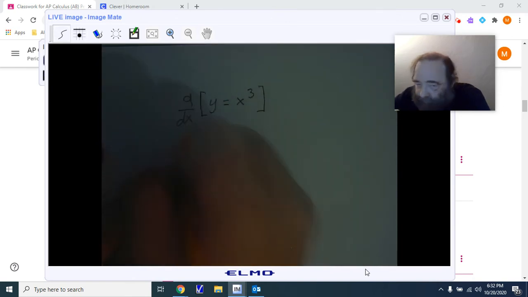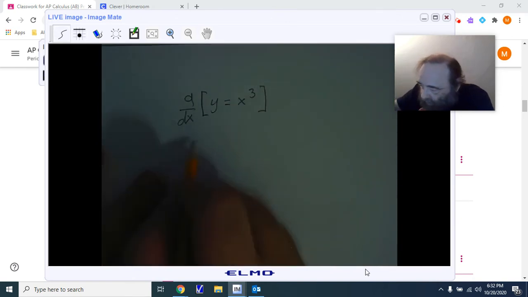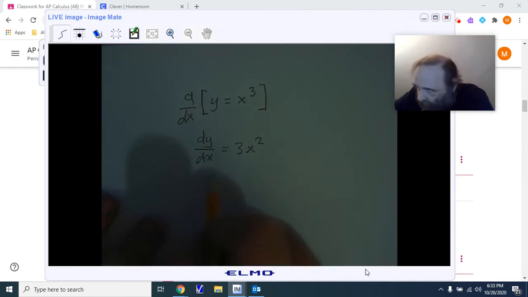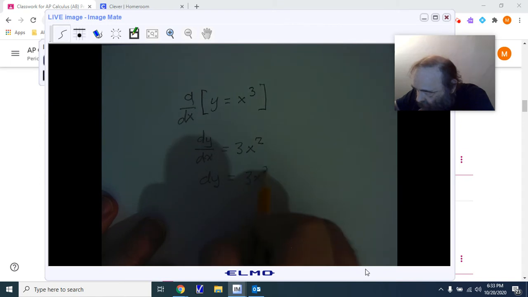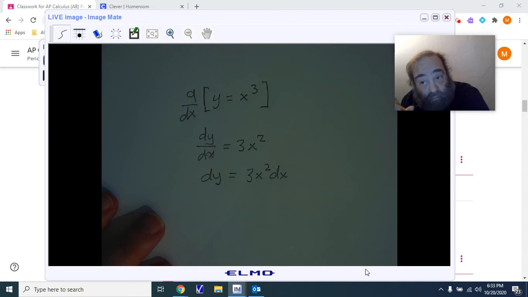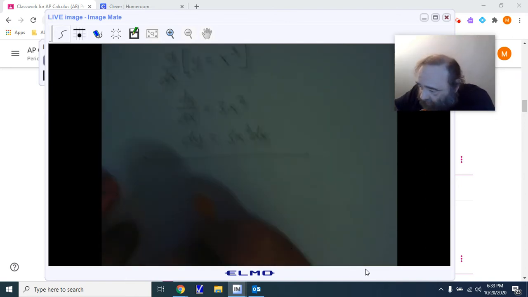dy/dx is equal to 3x squared. And therefore, dy, the differential, is 3x squared dx. How was that? Now we can do this with any type of equation.